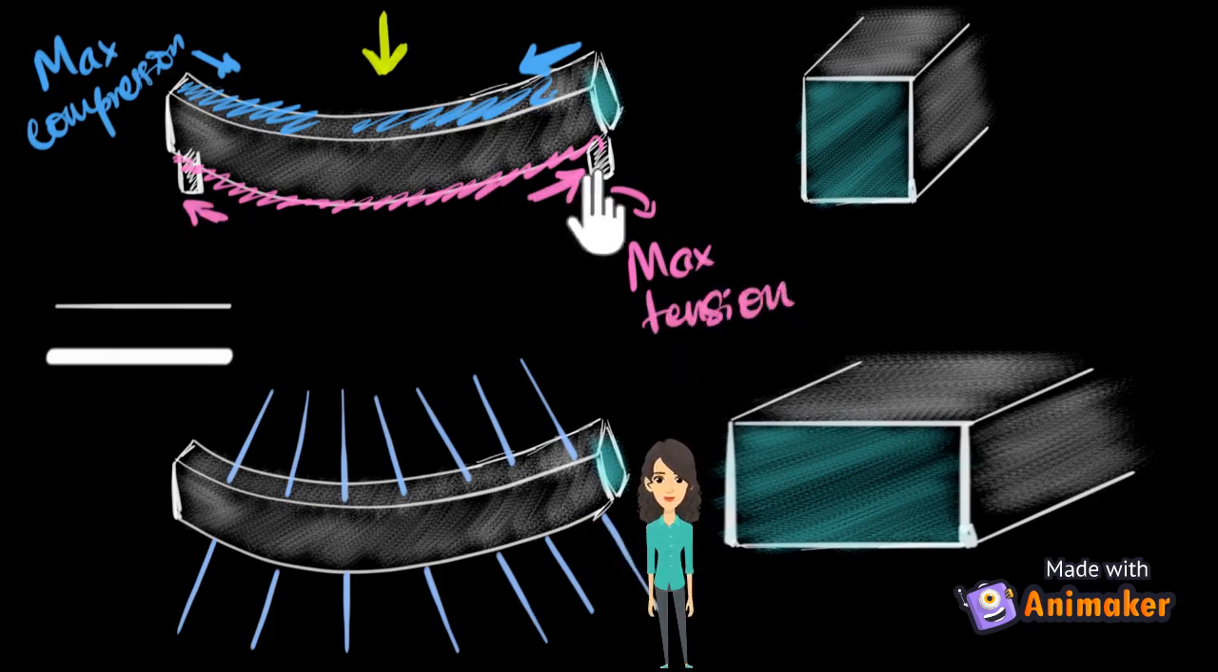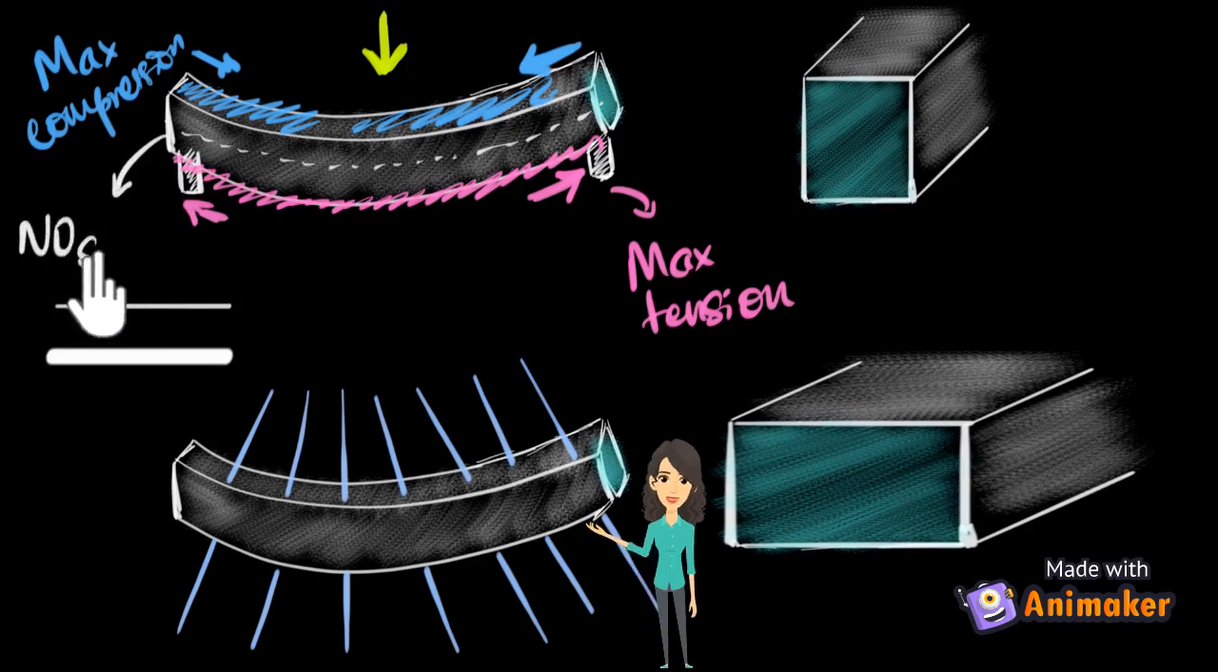And notice, as you come closer and closer to the center, the compression decreases. And similarly, as you come closer over here, tension decreases. So the closer you go towards the center, the compression and the tension decrease. And pretty much at the center, there is no compression or tension. And so we could say there is no stress over here. No stress at all.